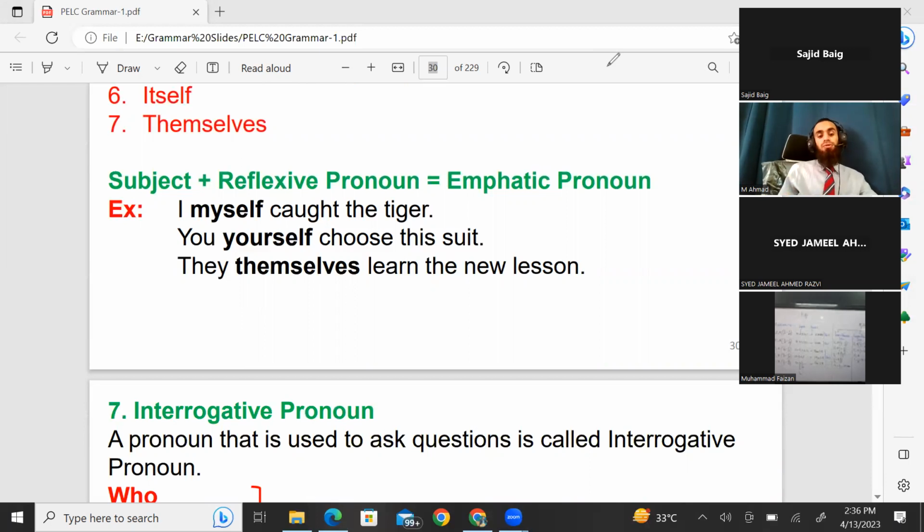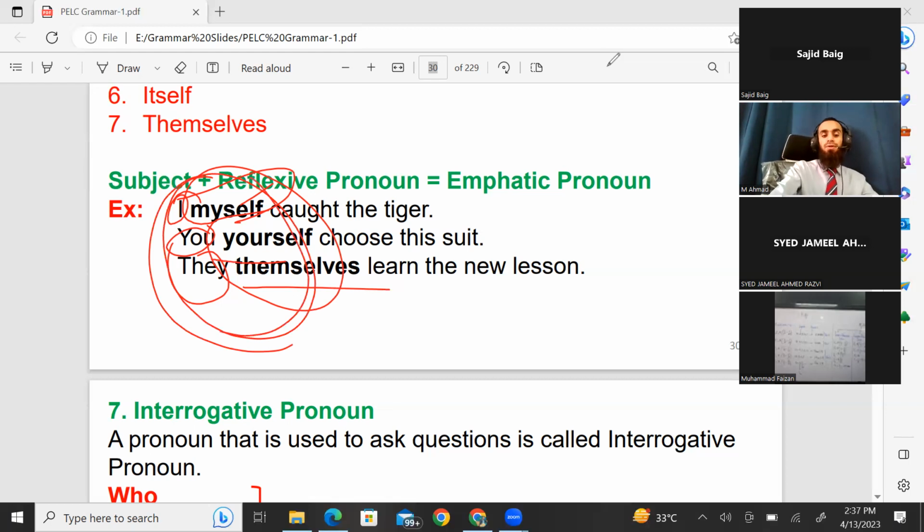But if you use these pronouns directly after the subject, right? Directly after the subject, these now emphasize. So emphasize means emphatic pronouns, right? Now, you yourself choose this word. They themselves learned the new lesson. He himself did this job. Jamil himself worked very hard, right? So these are called emphatic pronouns.